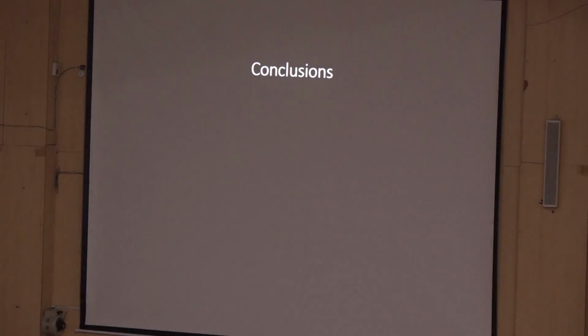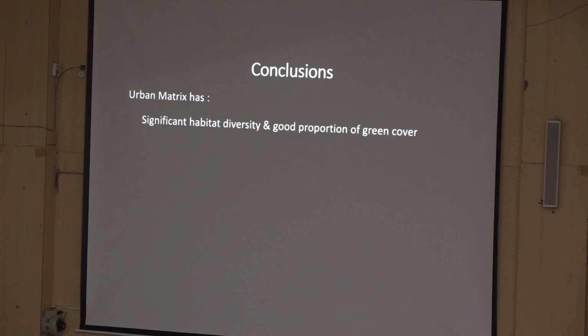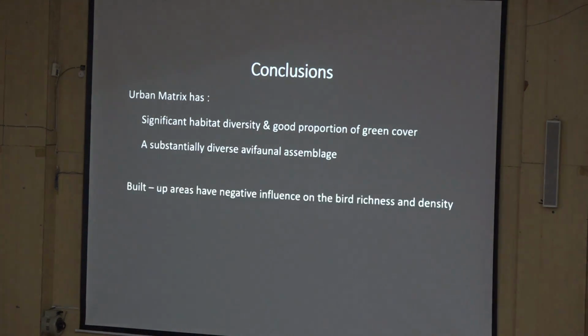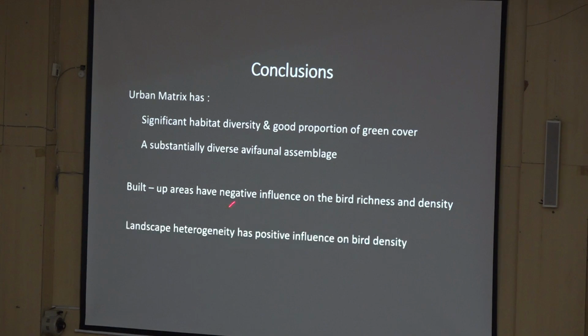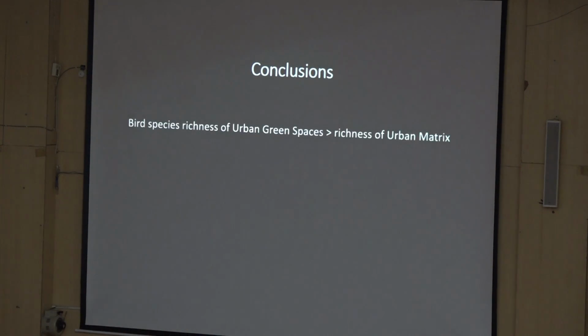The conclusions from my study: the urban matrix of Dehradun does show significant habitat diversity and a good proportion of green cover. There is a substantially diverse avifaunal assemblage. Built-up areas are clearly shown to have a negative influence on bird richness and density, and this has been corroborated by many studies. The landscape heterogeneity of Dehradun's matrix has a positive influence on bird density, and this is good because the urban matrix is not completely inhospitable.